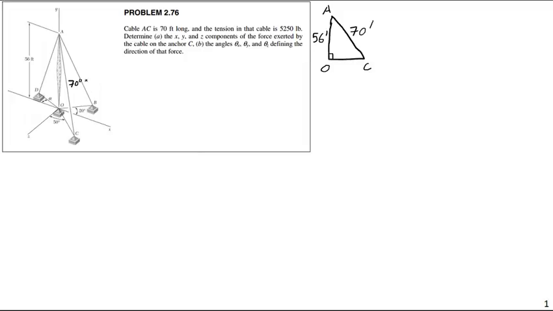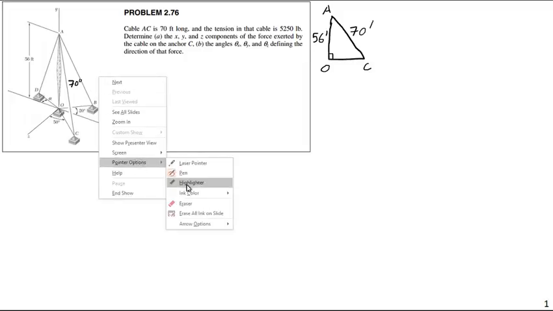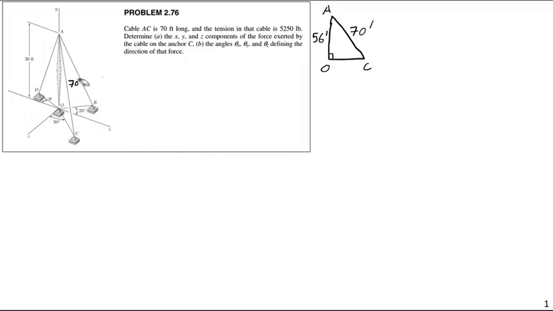And this should say, that looks too much like a degree sign, so I'm going to erase that and put a feet sign here. That is 70 feet long. Okay, so the hypotenuse of this triangle is 70 feet long and the height is 56 feet. And I'm going to recognize that this is proportional to the following force triangle.